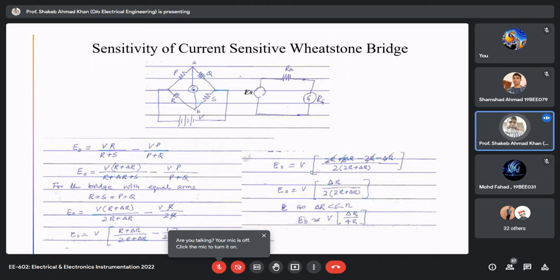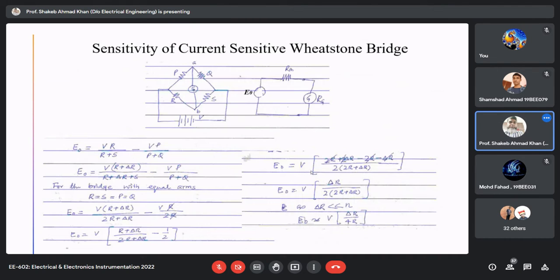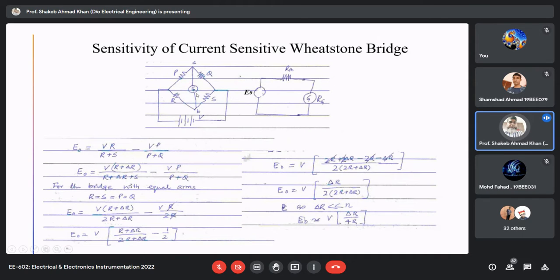Same thing we'll do for current sensitive. Whatever analysis we have done for the voltage sensitive bridge, we'll do for the current sensitive bridge. In this case, you see here we are not using a very high internal resistance meter as a detector. Here we are using a galvanometer as a detector, which is basically current sensitive. Its internal resistance is very small.